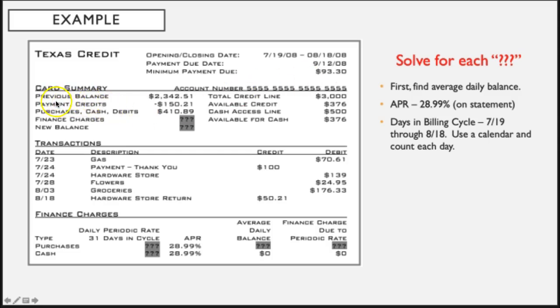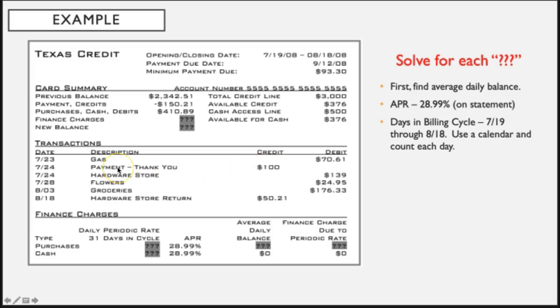However, this person did not pay off the credit card balance last month because the previous balance before this current payment period was $2,342.51. There were some payments made and some credits of $150.21. We can see that down here.